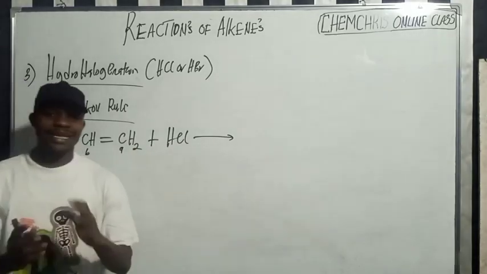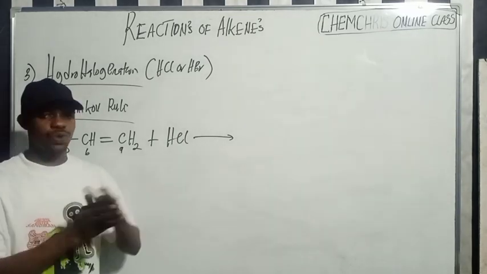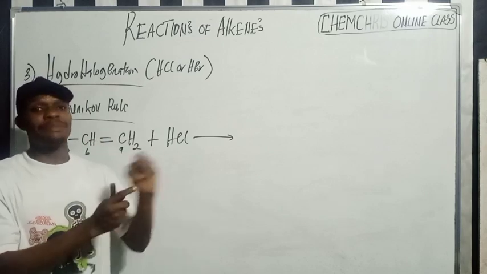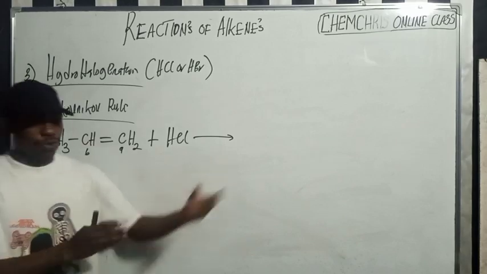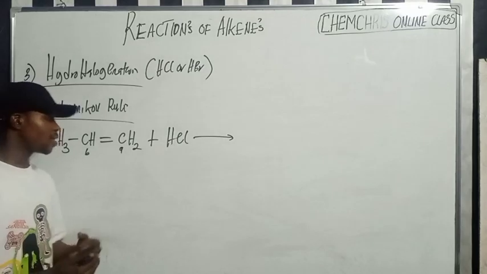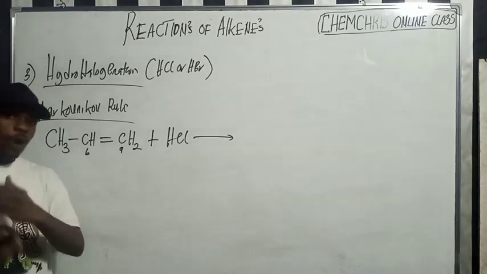Now there's a mechanism for this reaction, step by step, in which the reaction takes place. But for the sake of this video, I'm not moving to the mechanism. I'm only teaching you how to get a product. They ask here, what will be the product of the reaction when propene reacts with hydrogen chloride or hydrogen bromide?